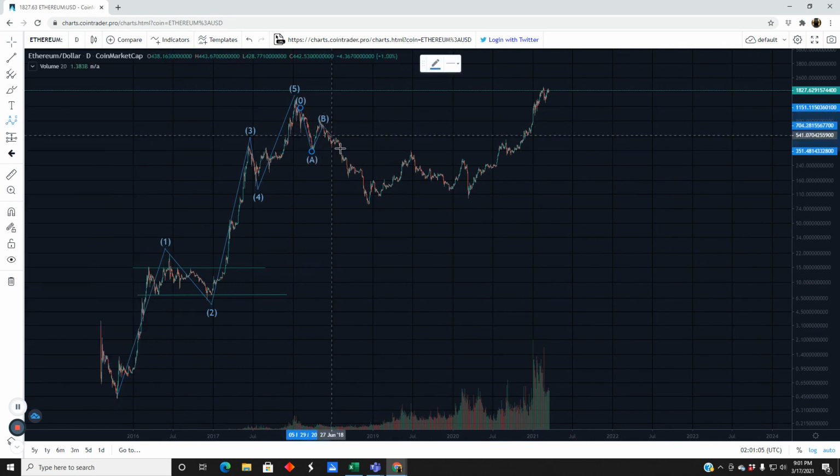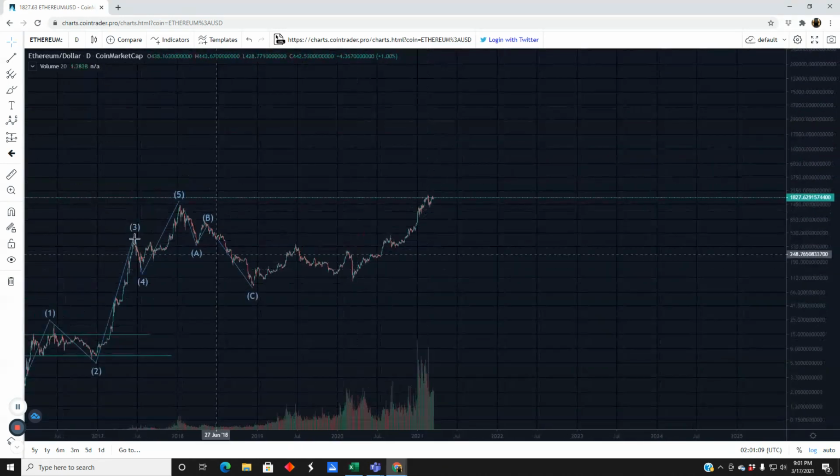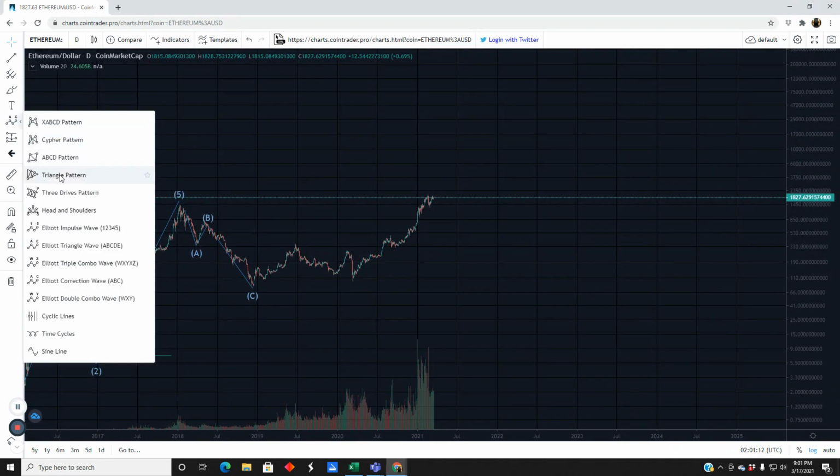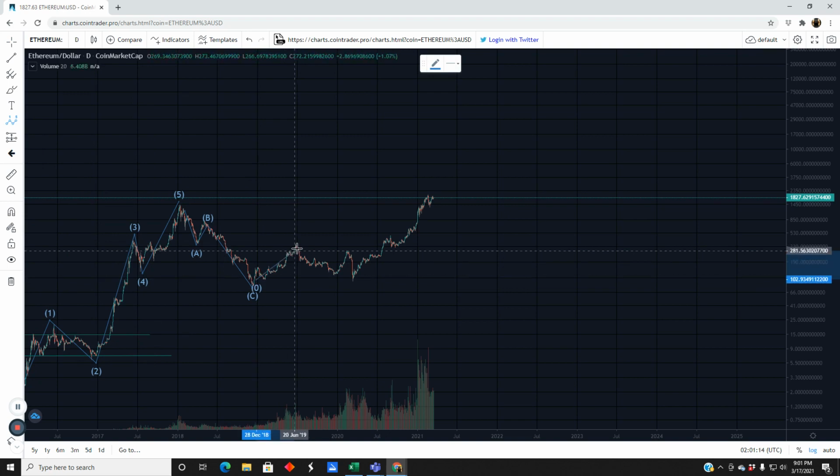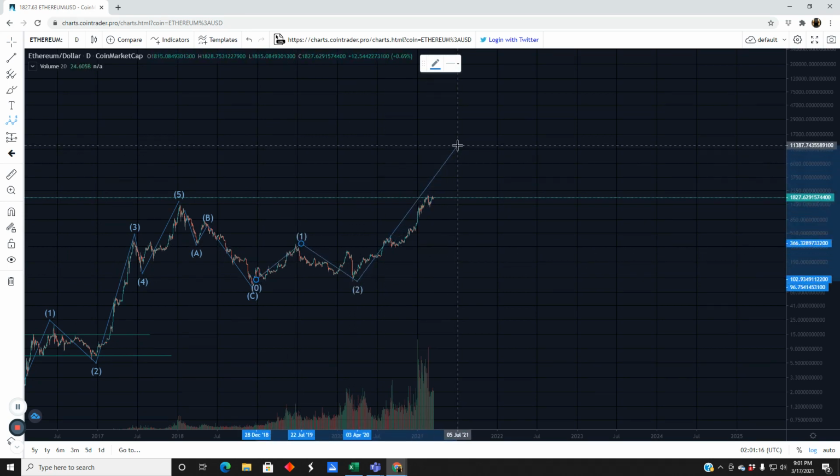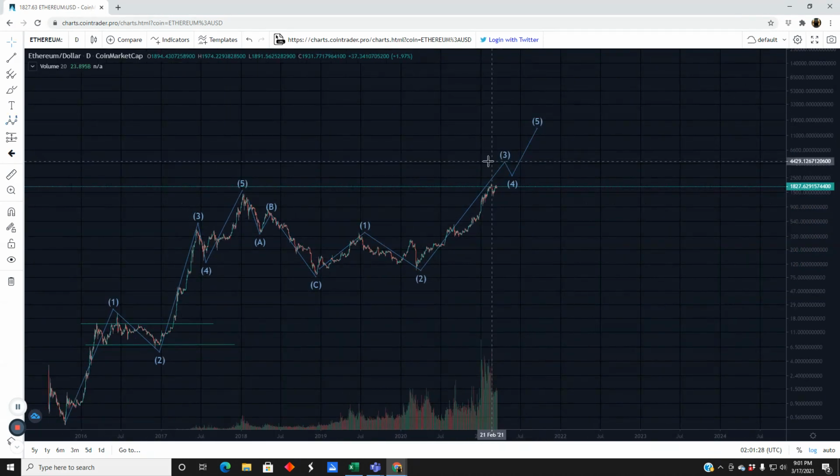So A, B, C. And then now we're starting a brand new cycle right here. 1, 2, 3, wherever this goes. Probably like $4,000 or so. And then back somewhere, and then up from there, wherever that goes. These are just speculating targets.